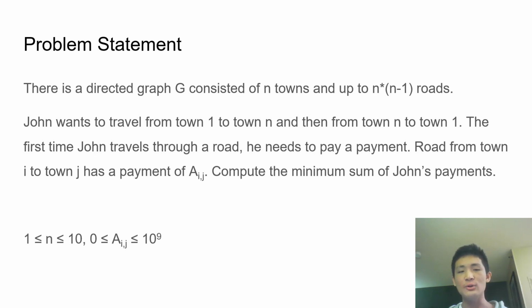Road from town i to town j has a payment of a_ij. Compute the minimum sum of John's payments. N is between 1 and 10, and a_ij is between 0 and 10 to the 9th power.